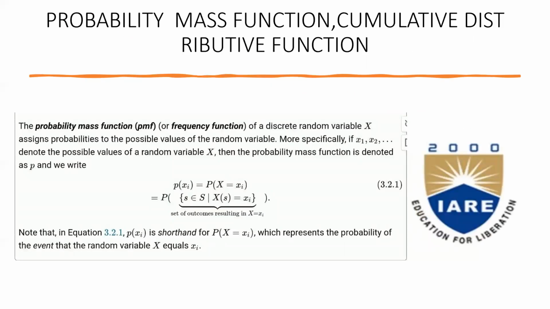The probability mass function PMF or frequency function of a discrete random variable X assigns probability to the possible values of the random variable. More specifically, if x1, x2 and so on denote the possible values of a random variable X, then the probability mass function is denoted as p, and we write p(xi) = P(X = xi) = P({s ∈ S such that X(s) = xi}), the set of outcomes that result in X = xi. Note that p(xi) is shorthand for P(X = xi), which represents the probability of the event that the random variable X equals xi.